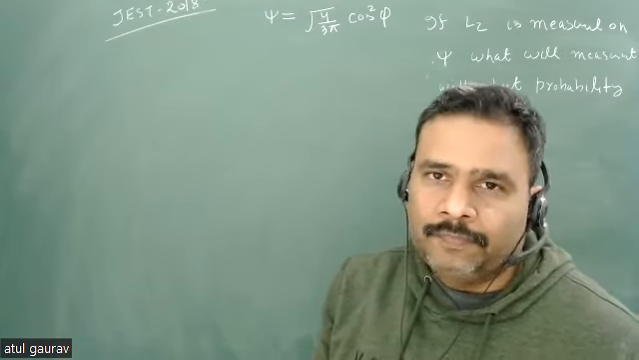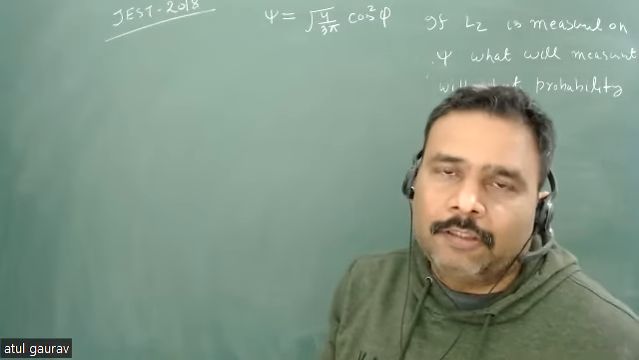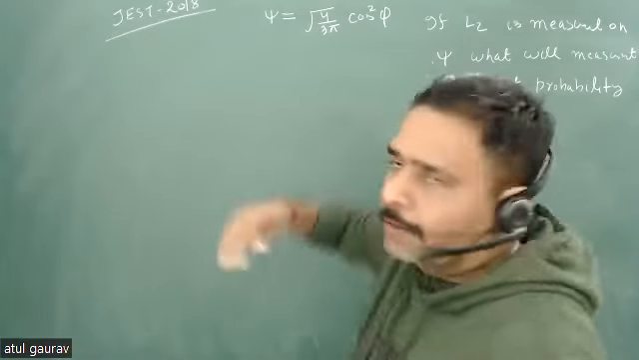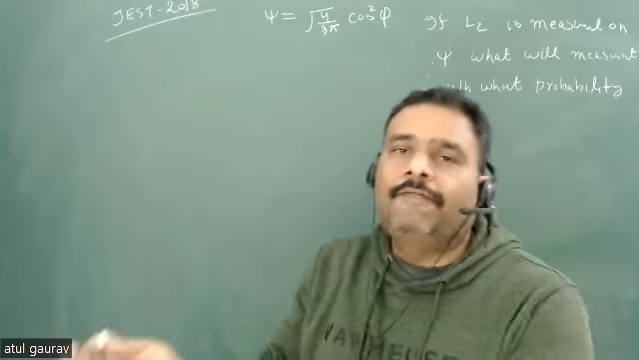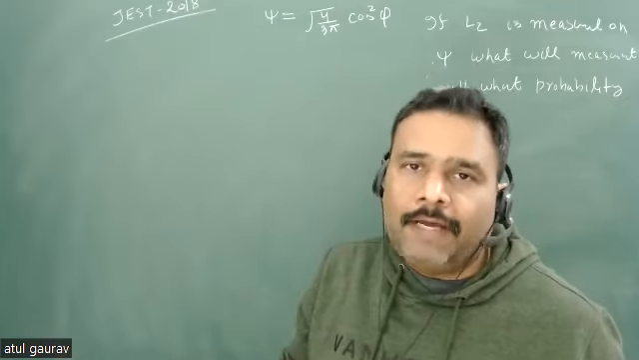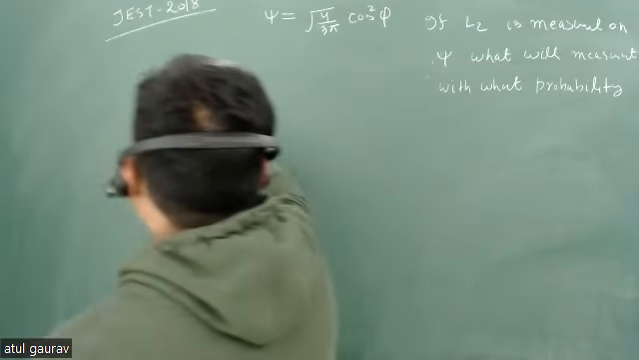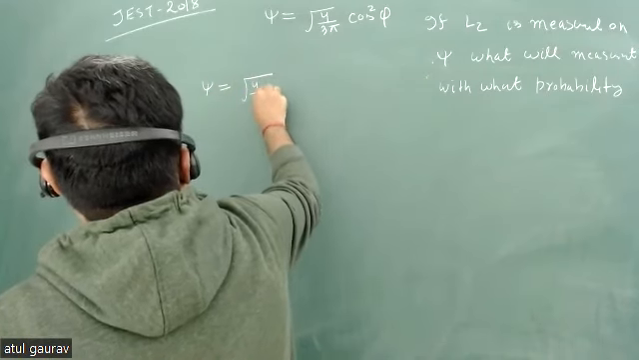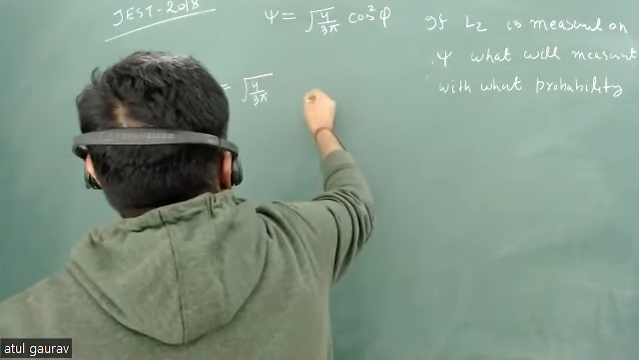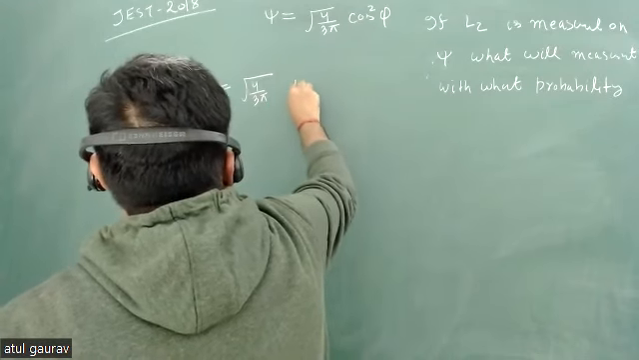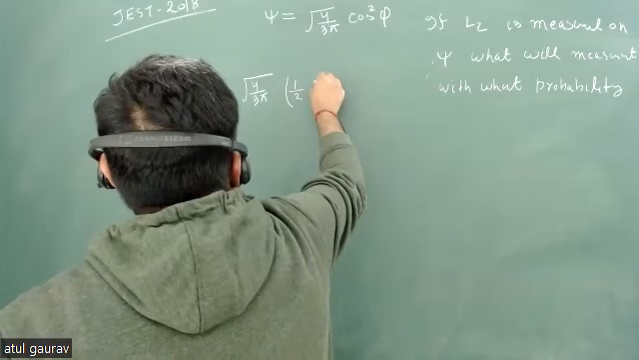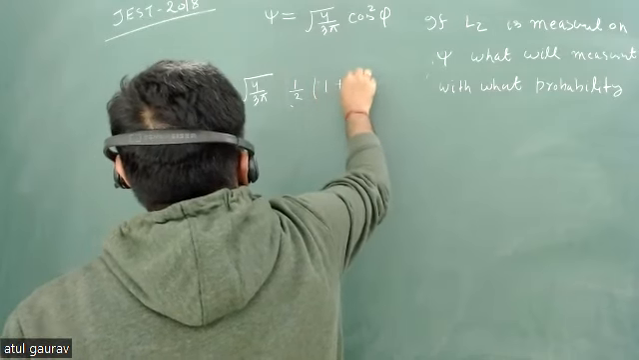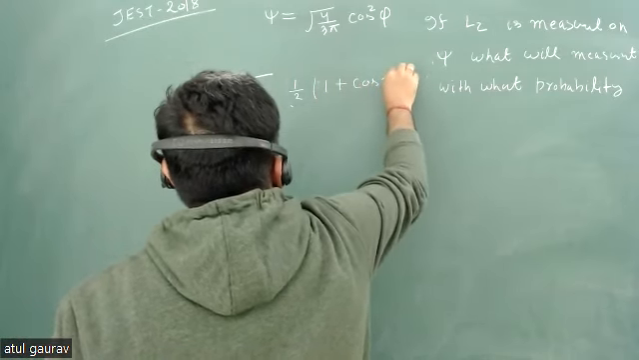Only then can you talk about probability and all the other things. You have to just check. This psi is written in the form of cos square phi, but in a basis of eigenstates of Lz, what are the particular values of m? So can I write this psi as root under 4 upon 3 pi, and this cos square phi I can write as, sorry, half of 1 plus cos 2 phi.